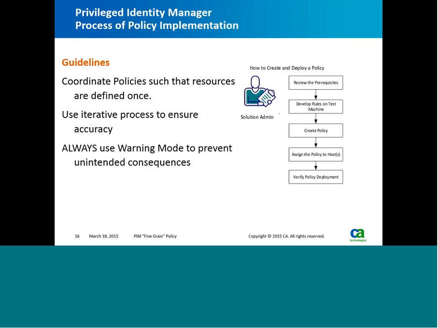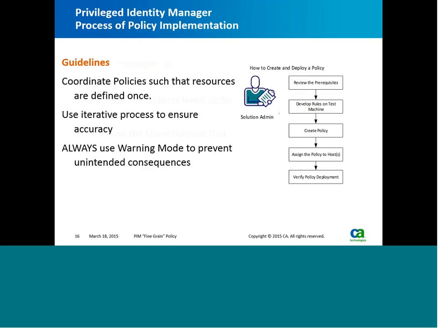And the one thing that we always like to agree with, especially when you're doing this the first time, is always use warning mode to prevent unintended consequences. You can always update the policy and you can remove the warning mode, but you want to refrain, unless you feel comfortable and confident that the policy is 100% accurate, then go ahead and take the warning mode off. But I always stress, leave it in warning mode, look at the audit logs, review the PIM audit logs, and check to see whether or not there are warning messages associated with that access for that particular policy.